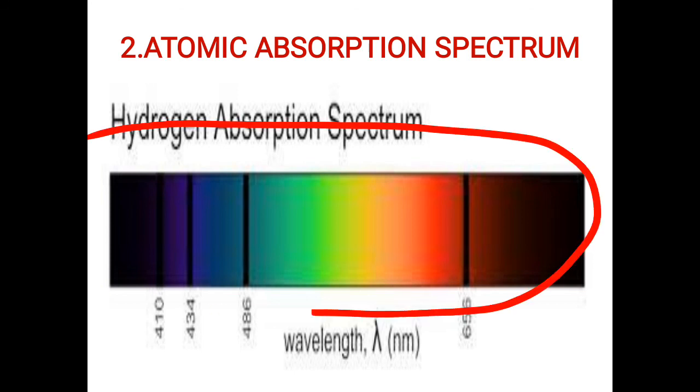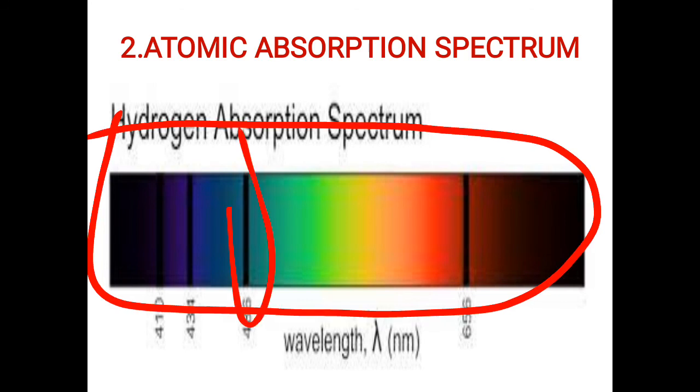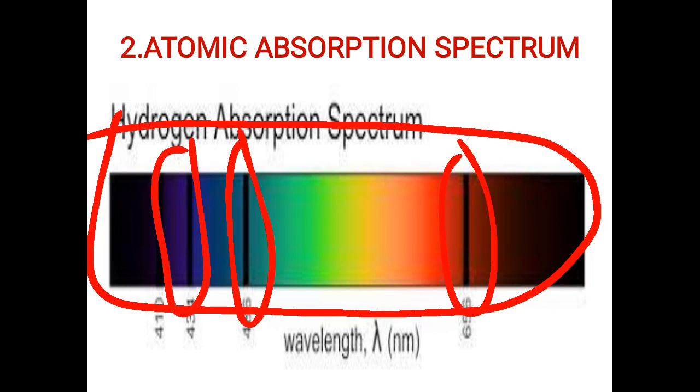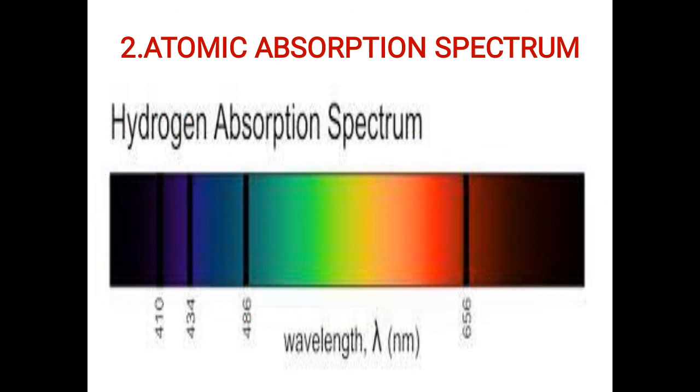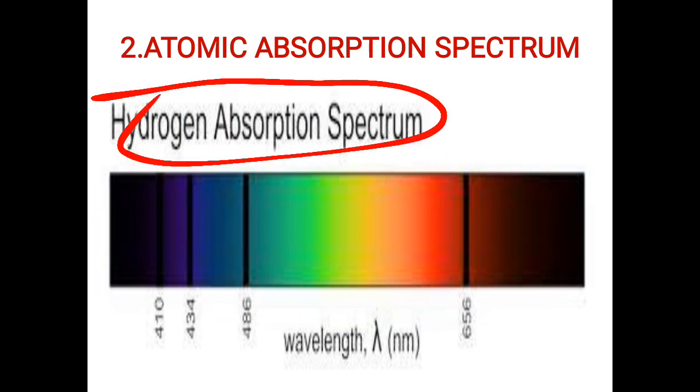All of the bands are there because this band is obtained from the white light, and only certain frequencies are absorbed by the sample. So that's why we are getting dark lines on a colored background. And this is due to absorption of light by hydrogen. That's why it's called as atomic absorption spectrum.